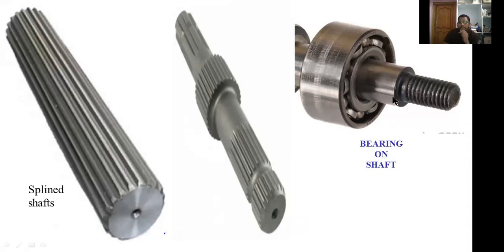Now this one is a bearing on a shaft. This one is a bearing. This is a thread, an external thread. This one is a ball bearing. This one is the shaft. This one is threading. How to represent a bearing on a shaft and how to represent splined shafts, I will show you in the next slide.